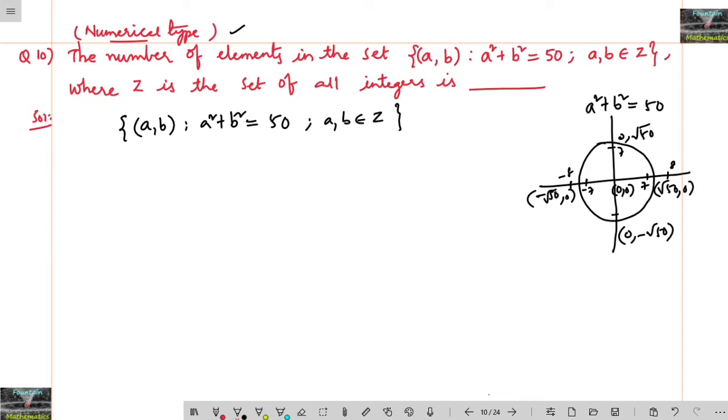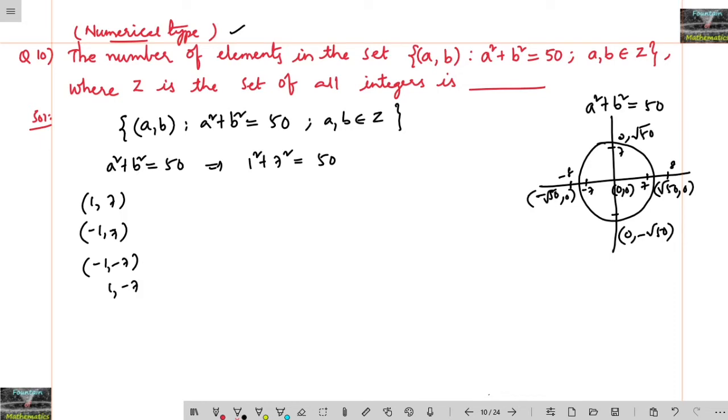So mostly the points to be considered are between 0 and 7 only. So now we will verify among these numbers, below 7 or equal to 7, what are the possibilities such that a square plus b square is equal to 50. So we have 1 square plus 7 square is 50, right? Means 1 comma 7. Not only 1 comma 7, we can also write minus 1 comma 7, or minus 1 comma minus 7, or 1 comma minus 7.